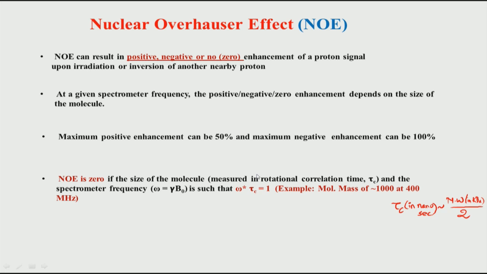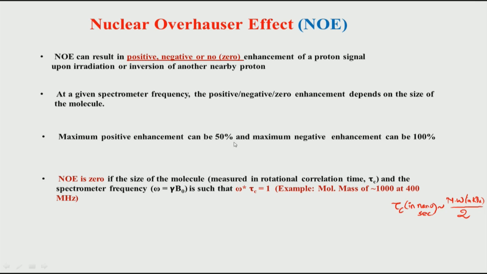So, what is the maximum possible enhancement that you can achieve, given that you are not in this regime, that means you are not equal to 1, you are either below 1 or above 1. If you are above 1, we say that the NOE effect is negative, that means it is a negative enhancement, the peak intensity will decrease if I irradiate a neighboring hydrogen. The maximum the negative enhancement can be is up to 100%.